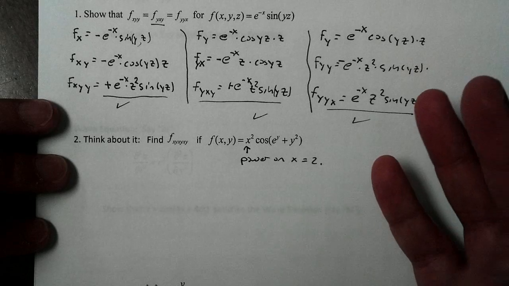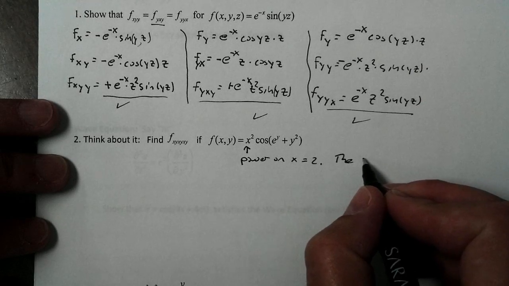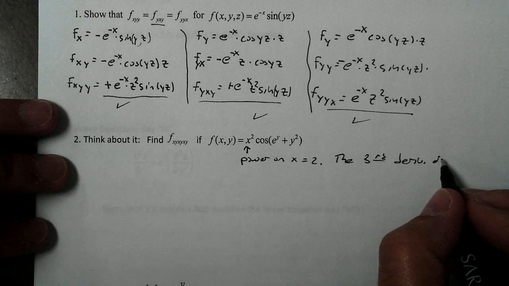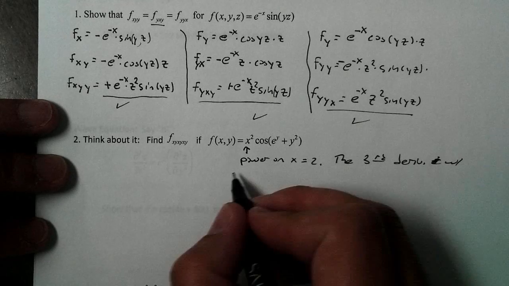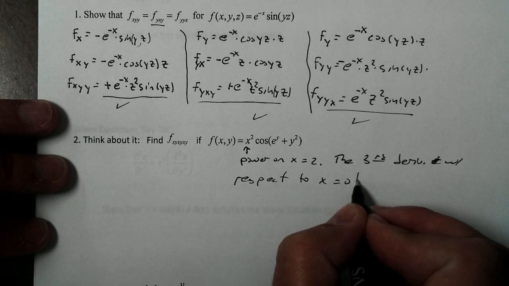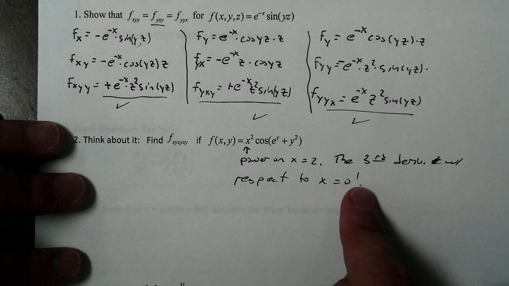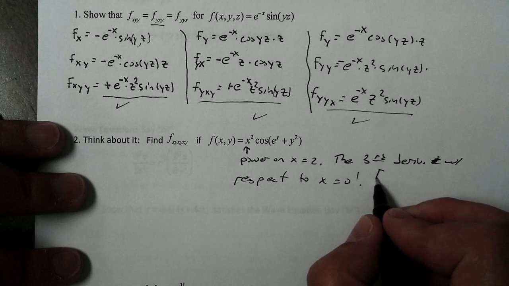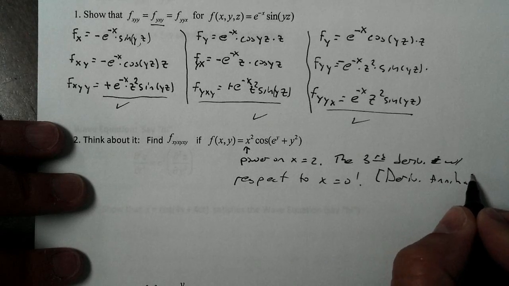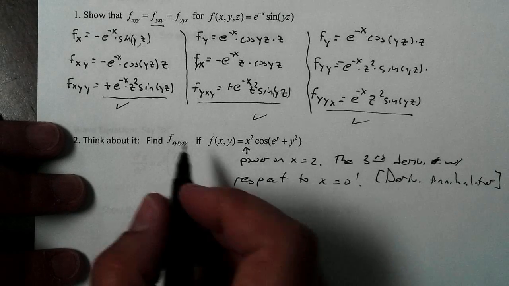Well, last year in calculus, we talked about something called the derivative annihilator. And that says that the third derivative with respect to x is going to be 0. Therefore, it'll be annihilated. That is what we call the derivative annihilator. So you need to look that up. Go ahead. It's a really cool phrase. You have been annihilated.